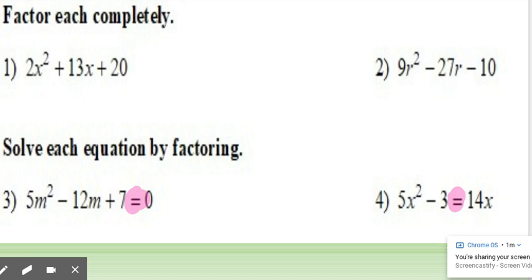Nothing to divide out. Magic numbers here. So this would be multiplies to be 40, adds up to be 13. My magic numbers here are 5 and 8. 5 times 8 is 40. 5 plus 8 is 13. Okay, so I'm going to put the wings out.